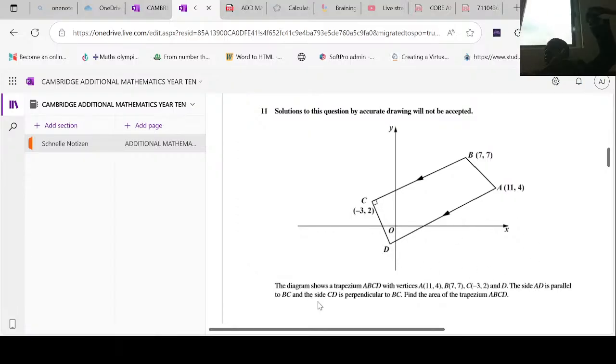That means the slope of those two lines must be the same. Let's find this. Can we find the slope of one of them? We should be able to find the slope of BC, right? Because the coordinates are given, isn't it? So let's find the slope of BC. So what's the slope of BC? So I'll just type something here.